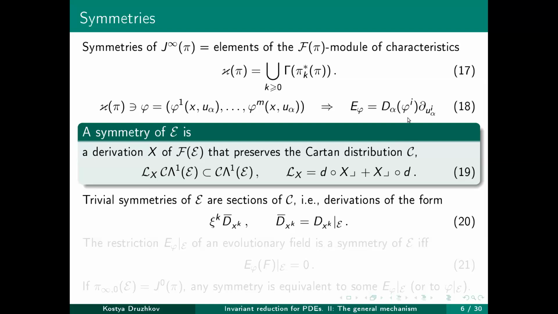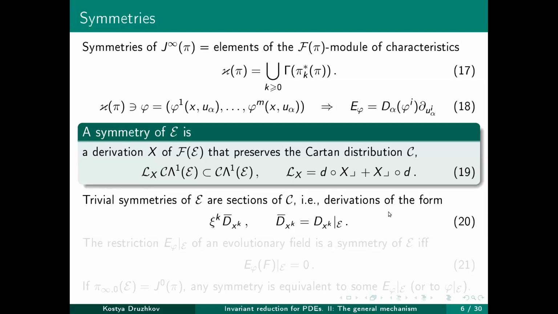And when it comes to differential equations, the description changes. Namely, a symmetry of epsilon is a derivation of the corresponding algebra that preserves the Cartan distribution in the sense given under the formula 19. So the derivative must preserve the module of Cartan one-forms, where by the derivative we mean the magic Cartan formula. We do not assume any filtration on this algebra. So we do not assume that a derivation must respect any filtration in this sense.